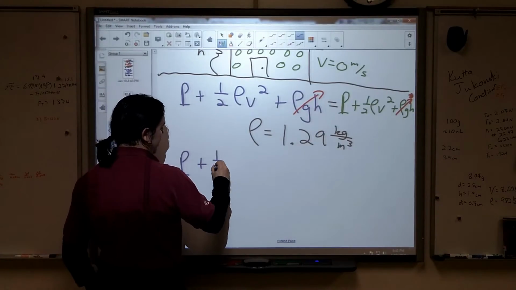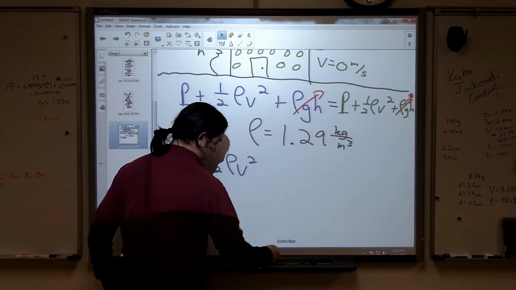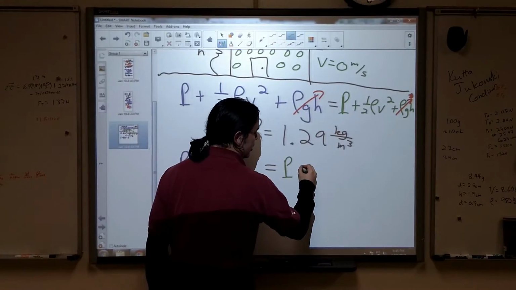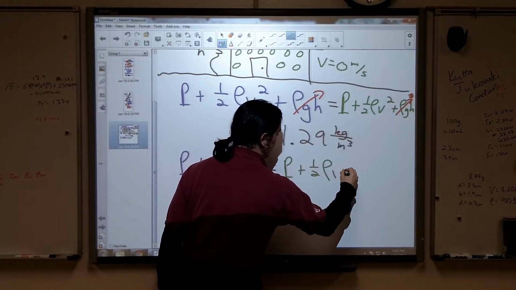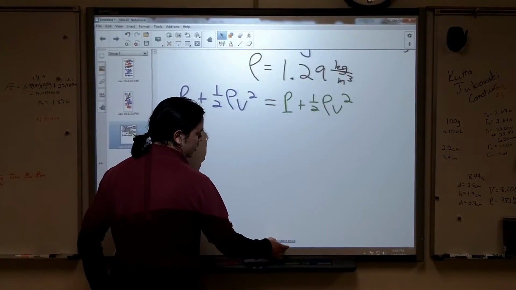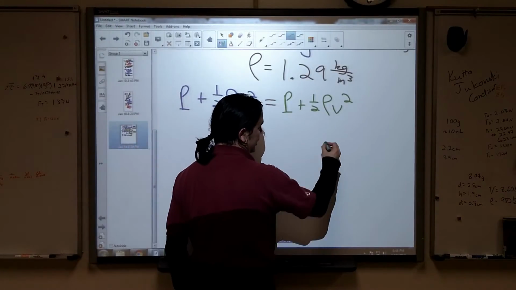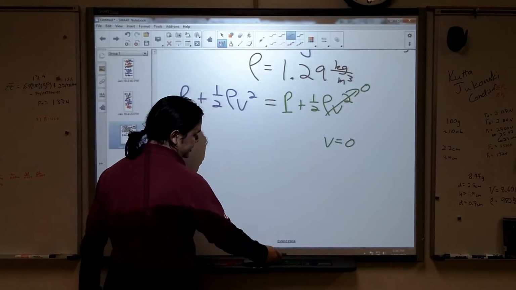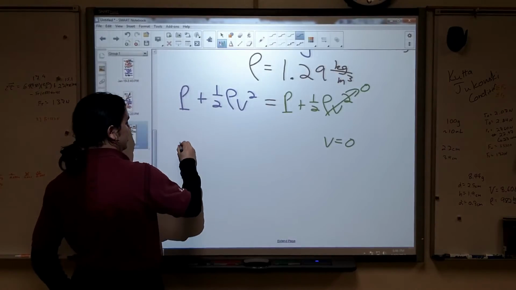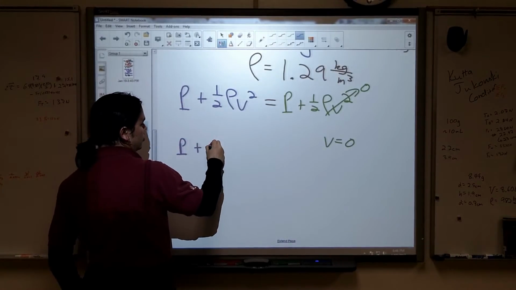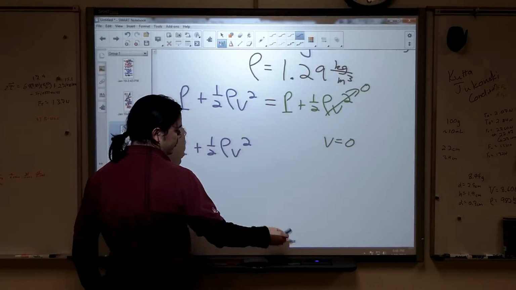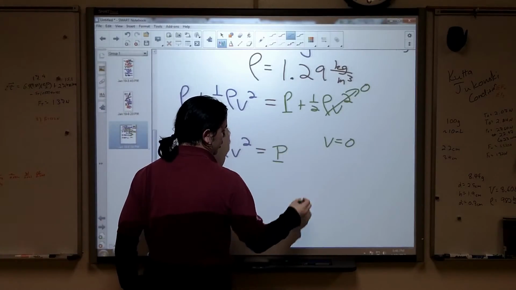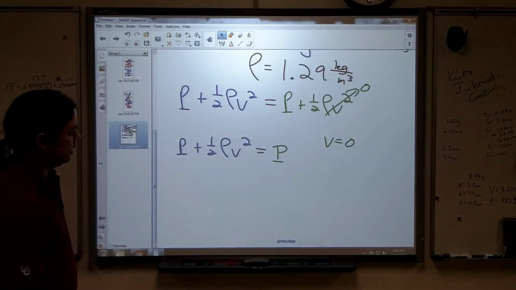The pressure plus 1/2 rho v squared in the blue section is going to need to be equal to the same thing, the pressure plus 1/2 rho v squared in the green section. Let's fill in a few things. We know that v in the green section is equal to 0, so when I plug 0 in here, this whole term disappears, and I end up with the following. P, the blue, plus 1/2 rho v squared for the blue equals the pressure inside the house, the green area.